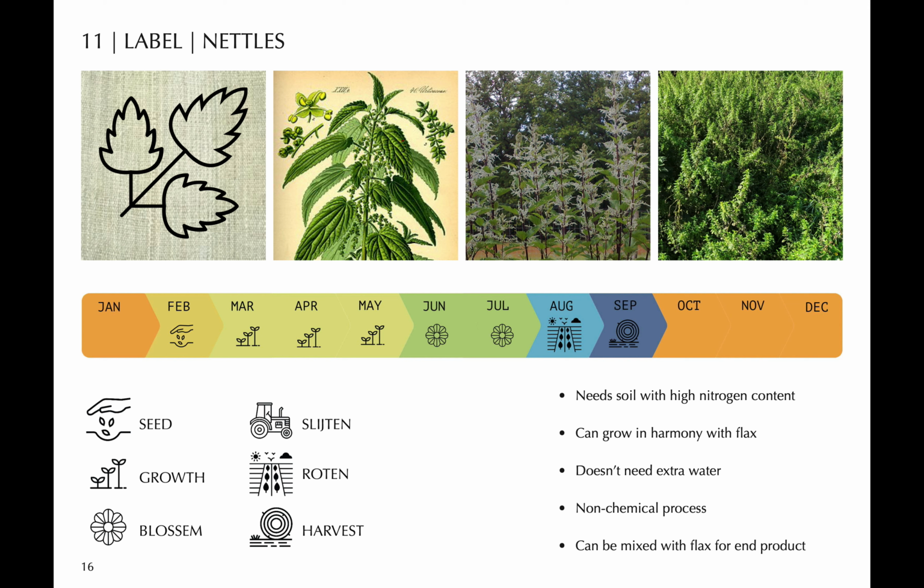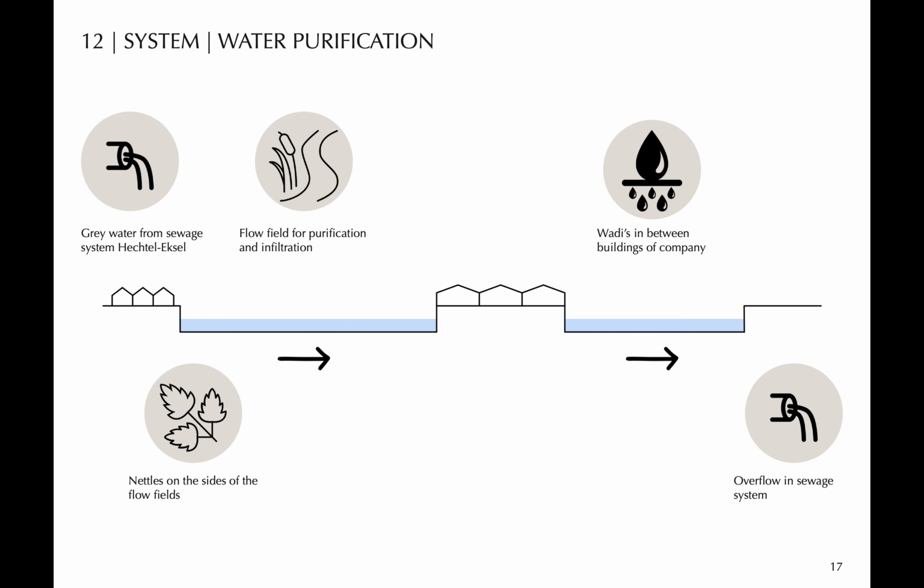Nettles have a similar growth process as flax, but require a different nutrient medium. Flax needs very little nutrition, making it ideal for the current landscape. Nettles need a more nutrient-rich soil. Solving this brings me to my project system. By supplying sewage from the village, the purification and flow fields will make the subsoil richer in nutrients, and nettles can grow around these flow fields.